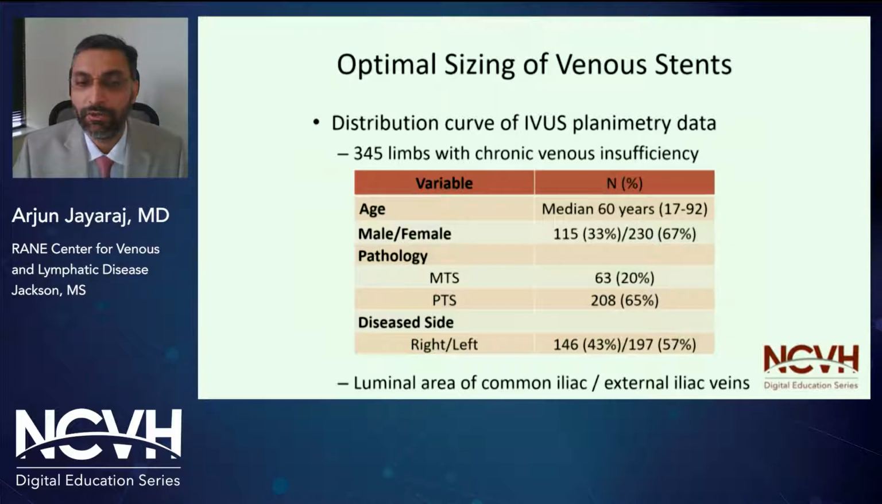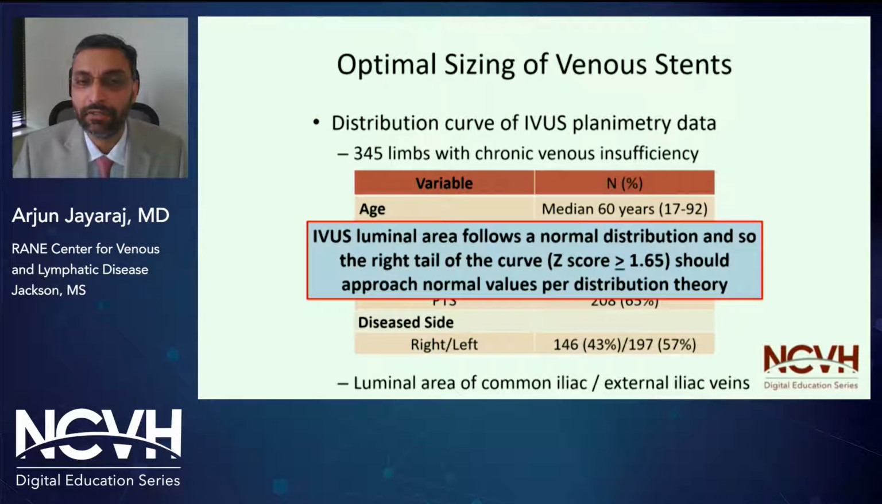We then computed the luminal area of the common and external iliac veins for these 345 limbs and then plotted them. The principle behind this particular technique is that if the IVUS luminal area follows a normal distribution, then the right tail of the curve, that is a z-score of 1.65 or more, should approach normal values per the distribution theory.